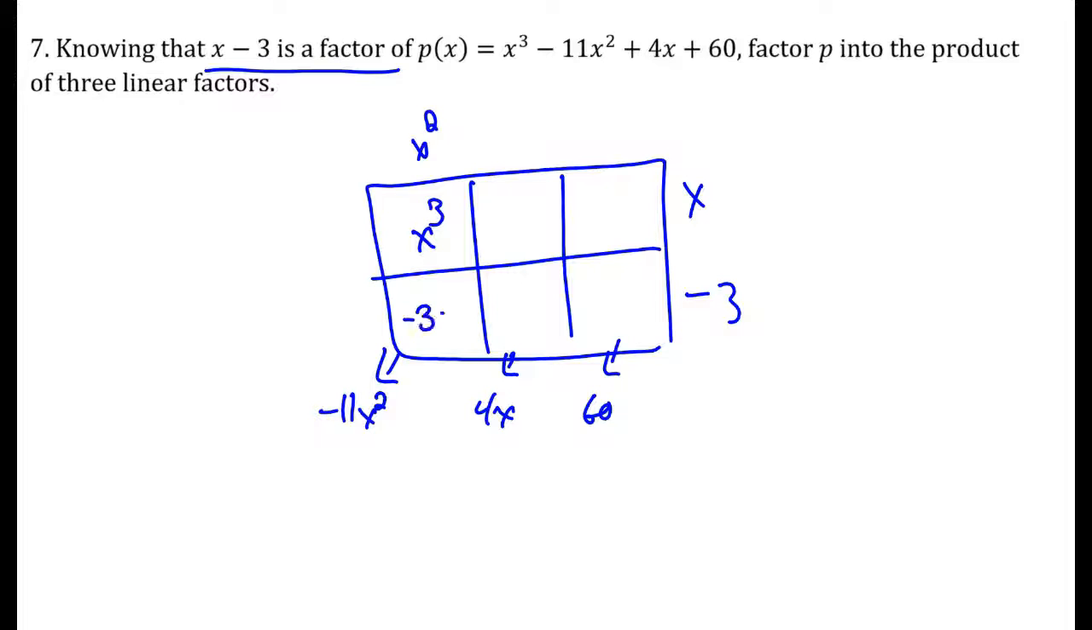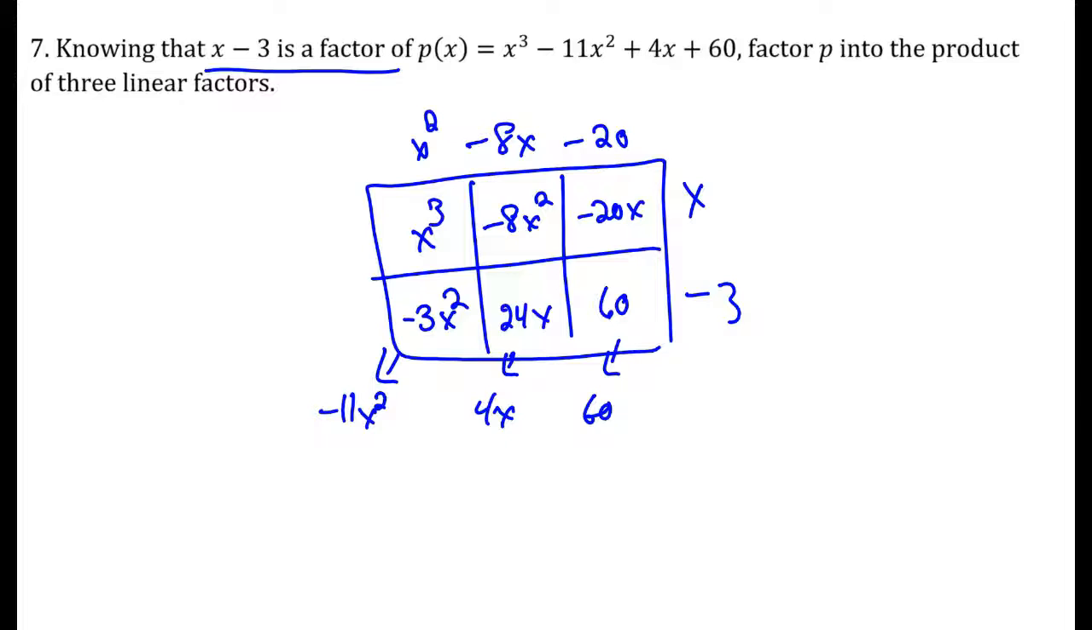x squared times 3 is negative 3x squared. I want negative 11, so I need minus 8 more of them. Restart the process. Minus 8x times x is negative 8x squared, which gives me plus 24x there. But I only want 4 of them, so I need a minus 20x up here. Minus 20 times x is minus 20x, which gives me 60. Don't get into the habit of just saying, oh, double check, make sure there's no remainder. I want 60, my remainder is 0, which is good, because that means x minus 3 actually is a factor.